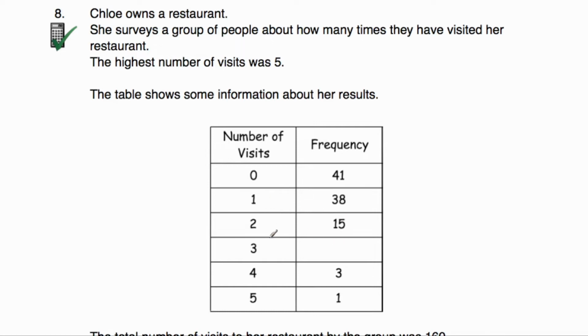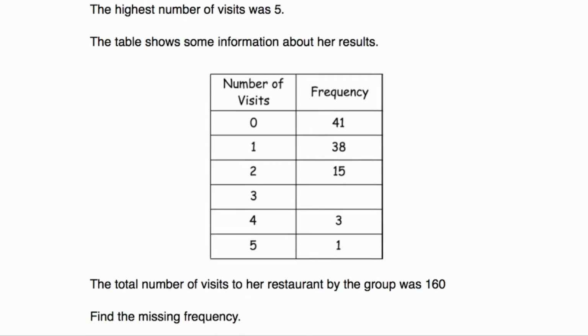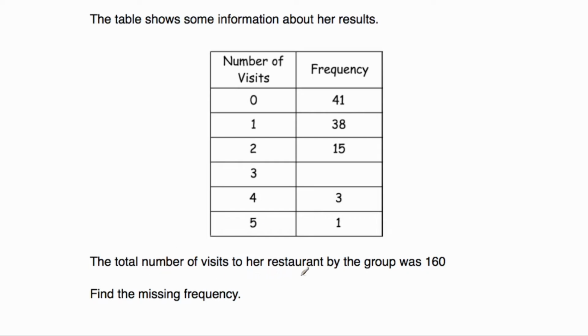We don't know how many people have been 3 times. 3 people have been 4 times, and 1 person has been to the restaurant 5 times. And then we're told the total number of visits to her restaurant by the group was 160. So the grand total number of visits to her restaurant by that group of people was 160. And we've been asked to find the missing frequency. So we want to find this missing number.